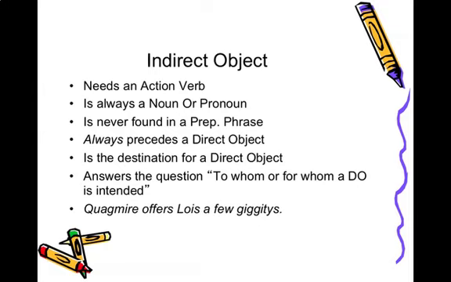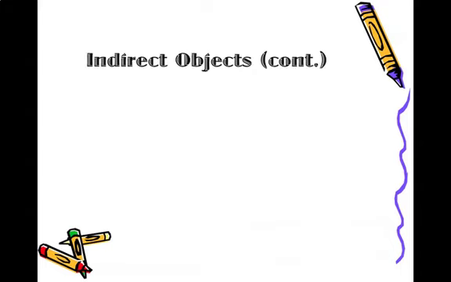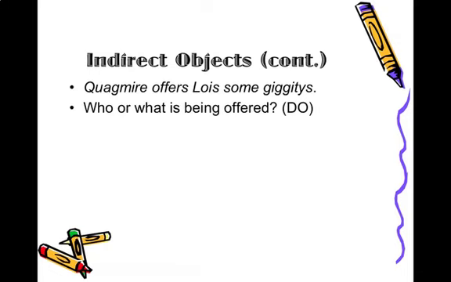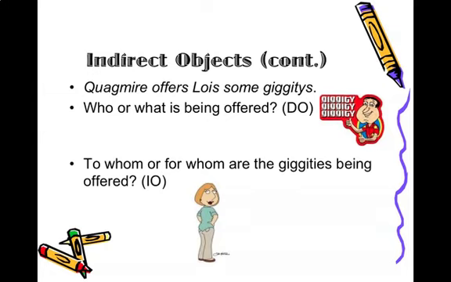So, let's take a little pop culture wander. Quagmire offers Lois a few gigatees. Alright, so, there's Quagmire, there's Lois, and there are the gigatees. That is fantastic. So let's check this out. Quagmire offers Lois some gigatees. Our verb is offer. What is being offered? That's right, the gigatees. Now we ask our question, to whom or for whom are the gigatees being offered? Who are those gigatees going to? Remember, the destination will be where the gigatees are going, and of course that's Lois. Note that Lois comes before gigatees.